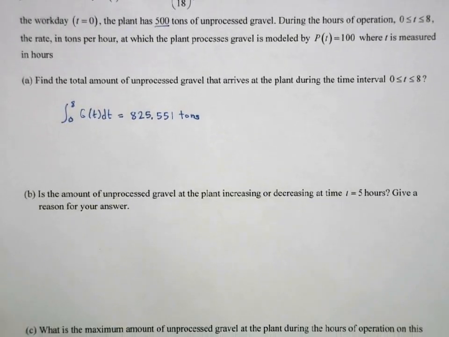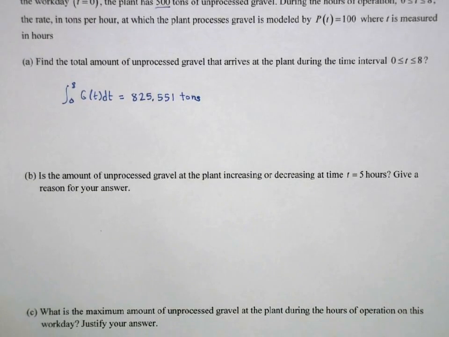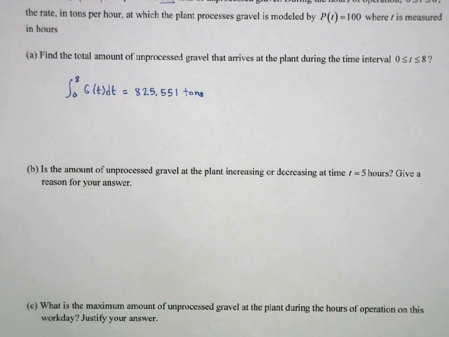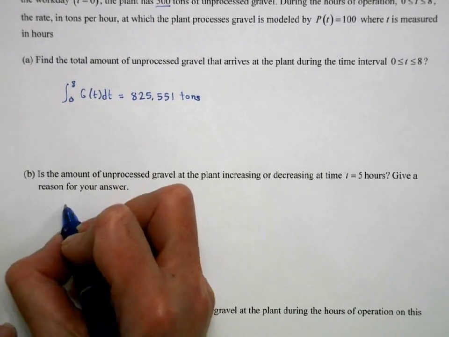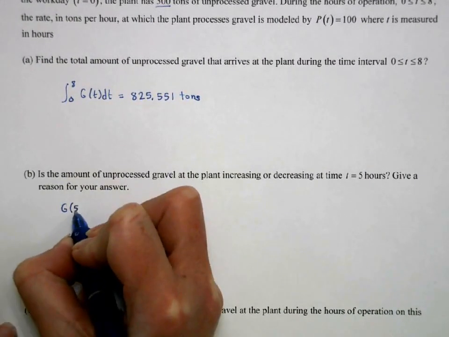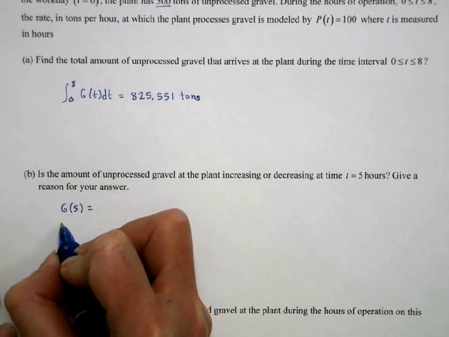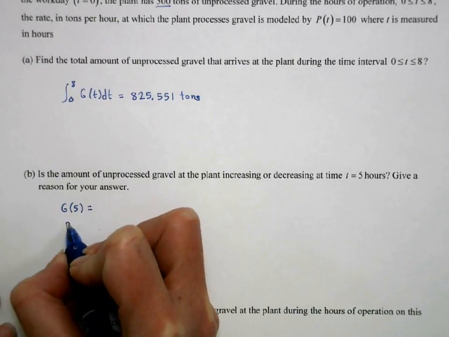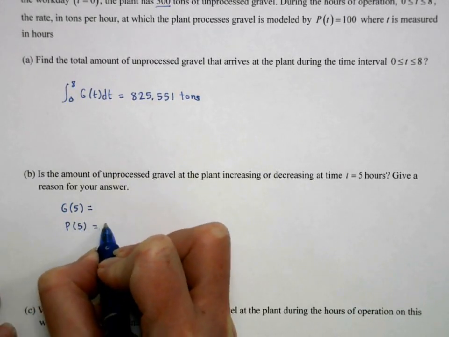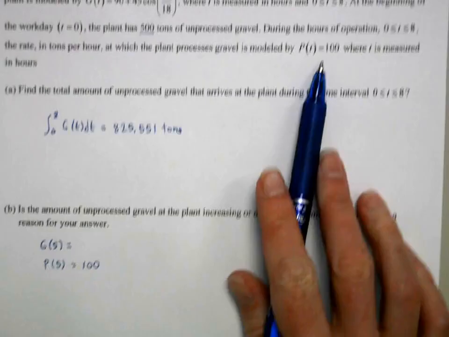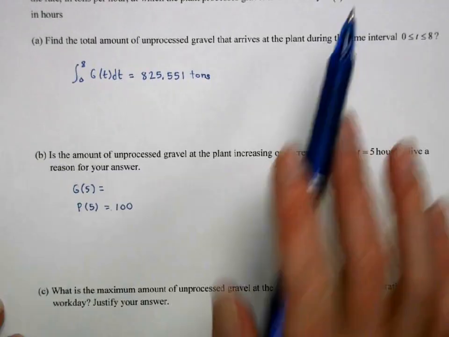Okay. Next, is the amount of unprocessed gravel at the plant increasing or decreasing at t equals 5 hours? So what I want to find is what the rate is coming in and what the rate is going out. Well, we already know the rate going out is just a constant 100. No matter what I type into that equation, I'm going to get 100. So we want to figure out what G(5) is.